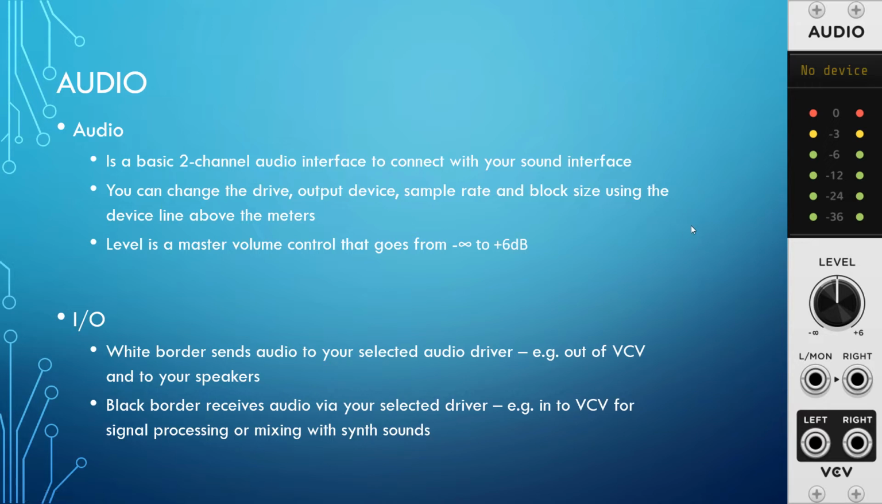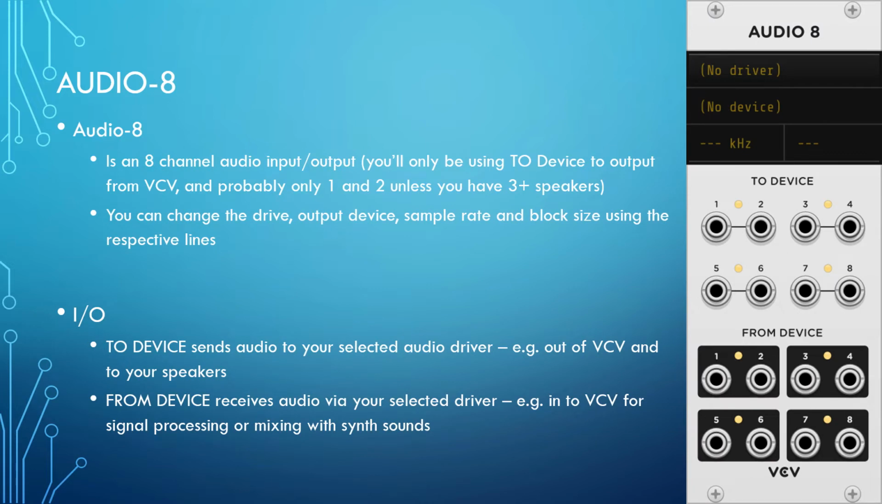Of course, sometimes 2 channels is not enough, and that's why they have the Audio 8 and the Audio 16, which are more advanced audio input and outputs. Basically, you use the to device section to send signals from VCV Rack to that specific output from your audio interface. You can change the drive, the output device, sample rate, and block size on the respective lines. It's not just a single drop-down menu, though. Similar to audio, you have a from device set of ports at the bottom as well that will take audio in from a microphone or an instrument and send them into VCV Rack for processing or mixing with the synth.